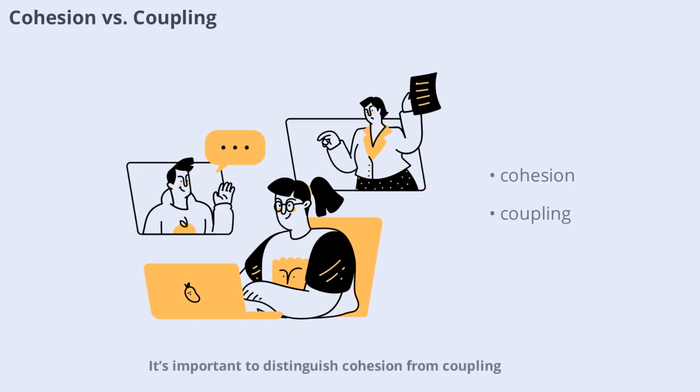It's important to distinguish cohesion from coupling. While cohesion is about how related the responsibilities within a module are, coupling is about the relationships between different modules. For example, OrderService might interact with PaymentService, which is a coupling relationship. In good software design, we aim for high cohesion within modules and loose coupling between them. This balance keeps your code organized and flexible.